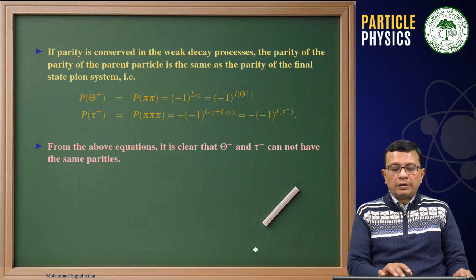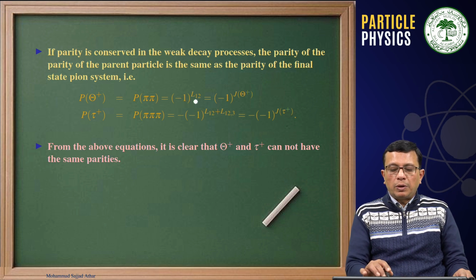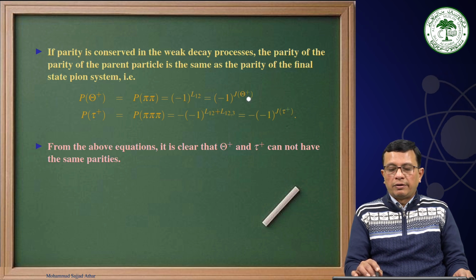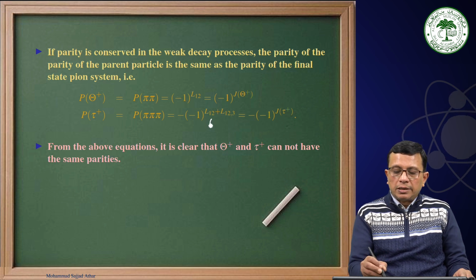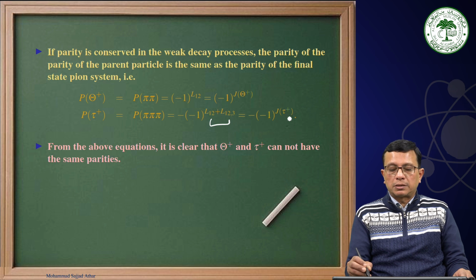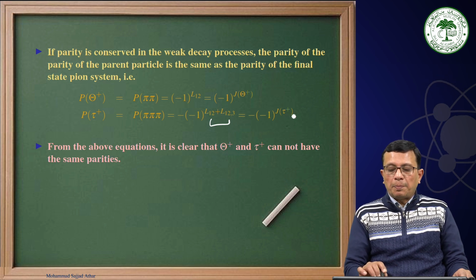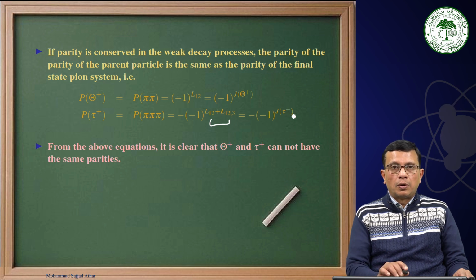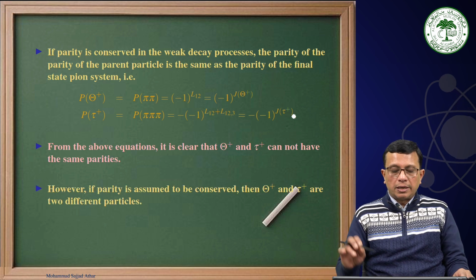Therefore, parity of theta plus is minus 1 to the power L12, and that is the same as minus 1 to the power J for theta plus angular momentum, and here this will be minus times minus 1 to the power, this quantity is J tau plus. From the above equation, it is clear that theta plus and tau plus cannot have the same parities. One is even and another is odd.